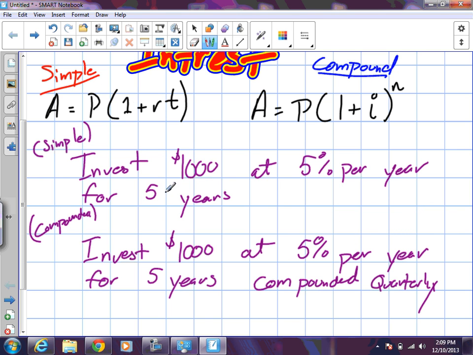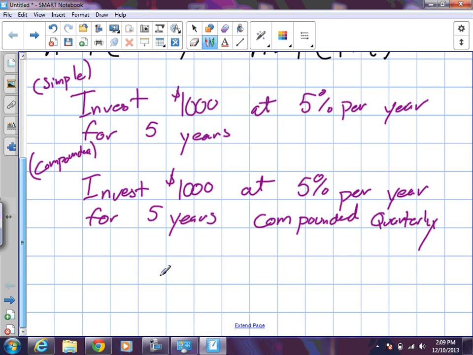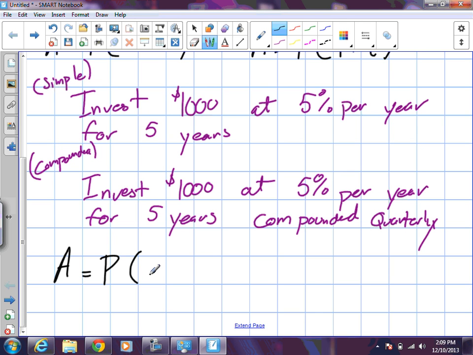So now let's compare the two. In our simple interest formula, this A stands for the total amount of money we're going to make. The P stands for our principal, and principal is the amount of money you decide to invest. Multiplied by 1, which is essentially keeping the original principal. 1 stands for 100%. 100% plus R, which is our interest rate, times T, which is the amount of time that's passed.